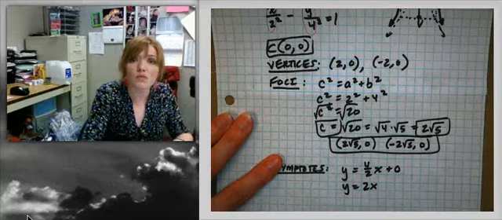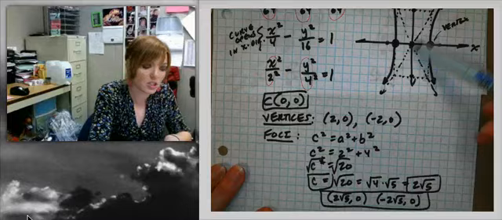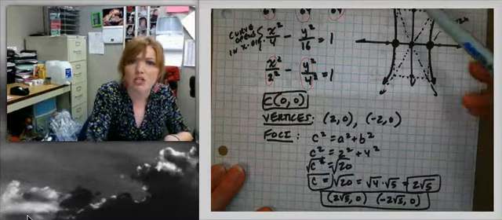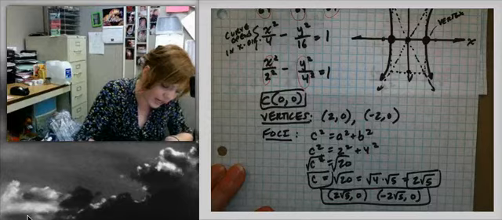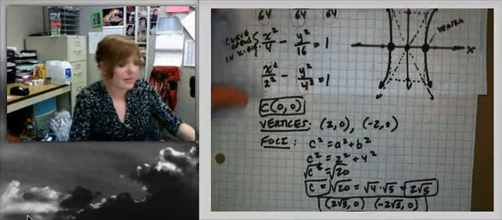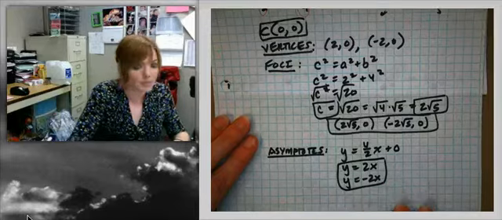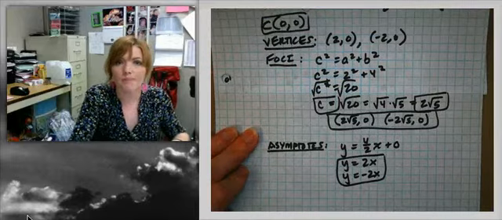So that goes for the one that's in the positive direction, or this one. The other one is exactly the same, it's just the slope is negative. So y equals 2x and -2x. Those are our asymptotes.